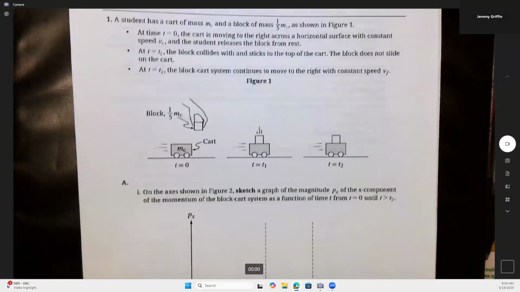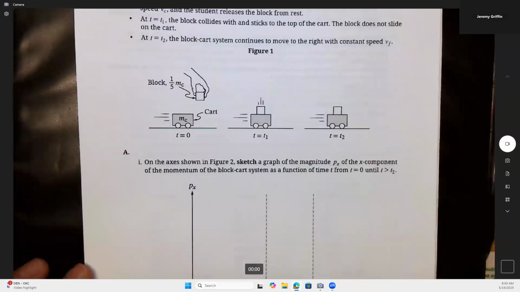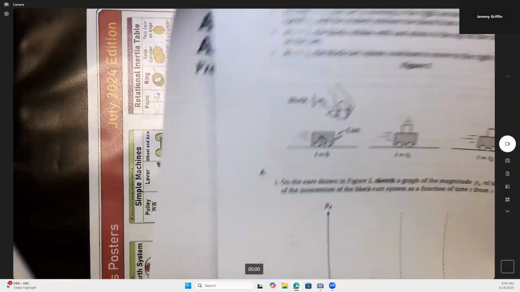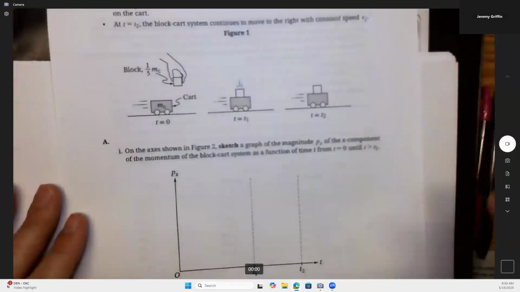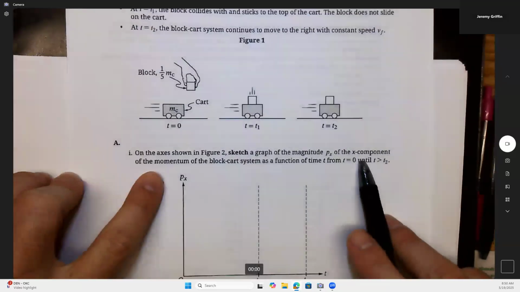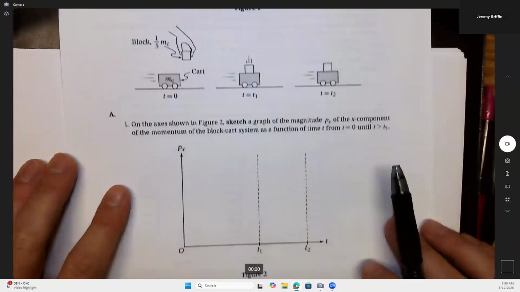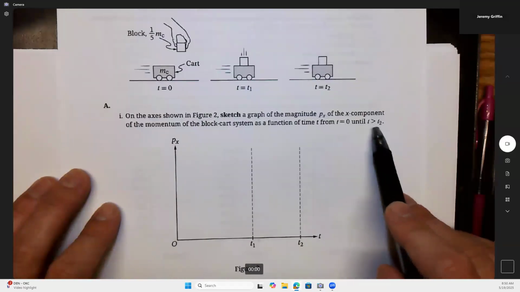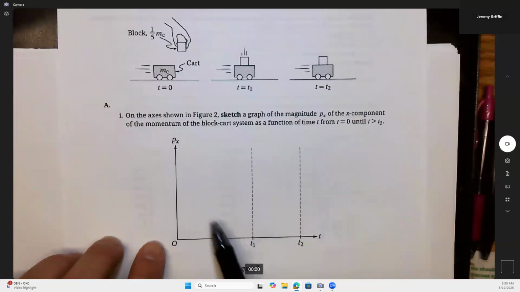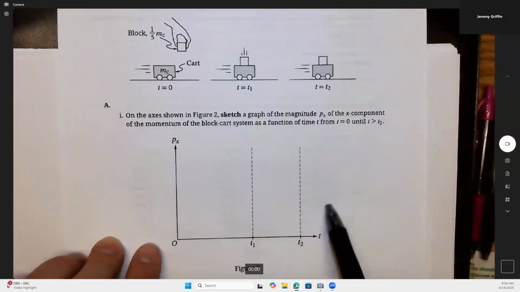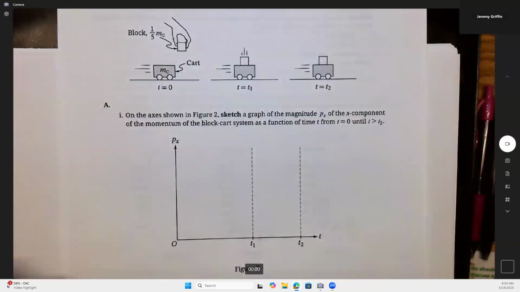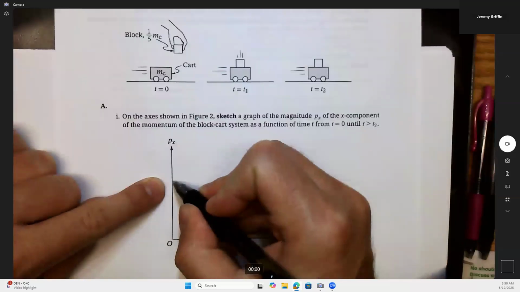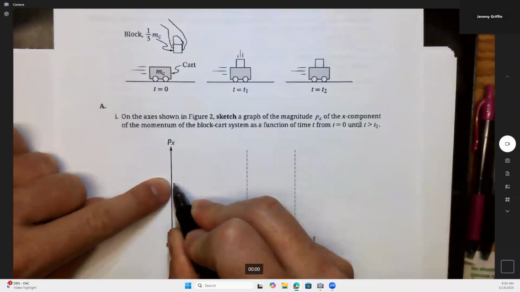So on the axis below, sketch the magnitude of the x component of the momentum, so momentum in the x direction, as a function of time. They say until t is greater than t2, so they want you to go past this dashed line. So what I'm thinking is, guys, at time 0, there was some initial momentum right here, in the x direction.